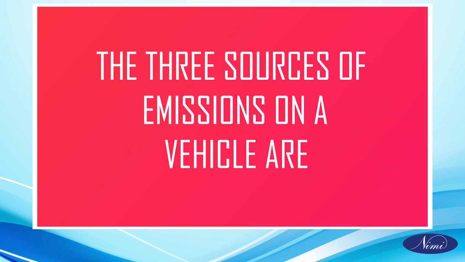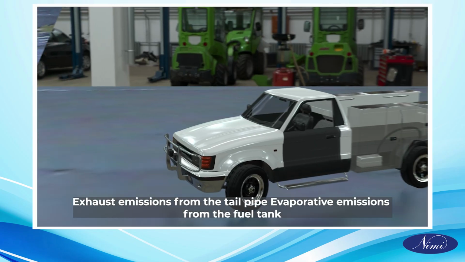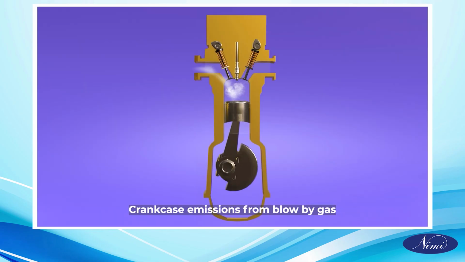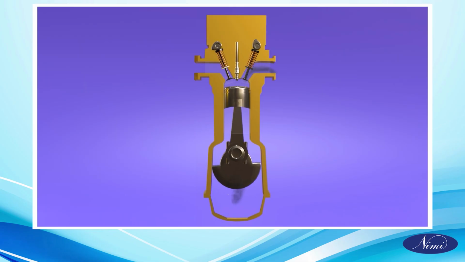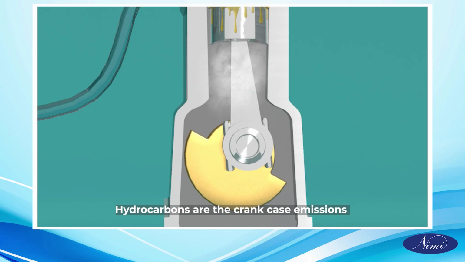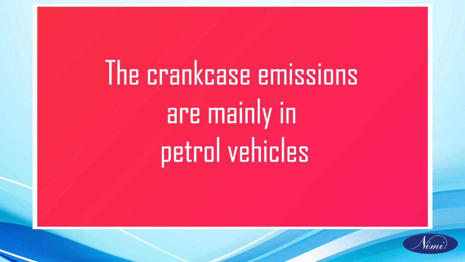The three sources of emissions on a vehicle are exhaust emissions from the tailpipe, evaporative emissions from the fuel tank, and crankcase emissions from blow-by gas. Now, we are going to see what crankcase emissions are. Hydrocarbons are the crankcase emissions. The crankcase emissions are mainly in petrol vehicles.